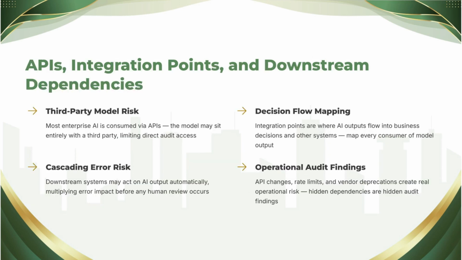Here's something that surprises many new AI auditors. The model itself is often the smallest part of the system. What surrounds it, the plumbing, is where risks multiply. Let's talk about APIs and integration points. An API is simply a doorway through which software talks to other software.